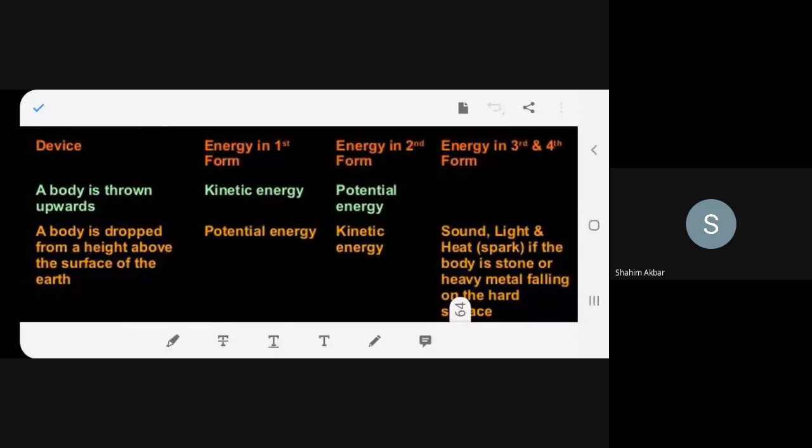A body is thrown upwards. The first form is kinetic energy. So it is thrown upwards, right? What is the second form? The kinetic energy is getting converted into potential energy. Are you understanding? Yes, ma'am. This is the first one.